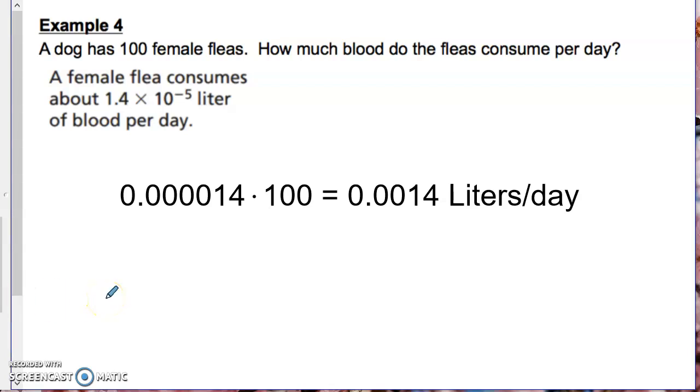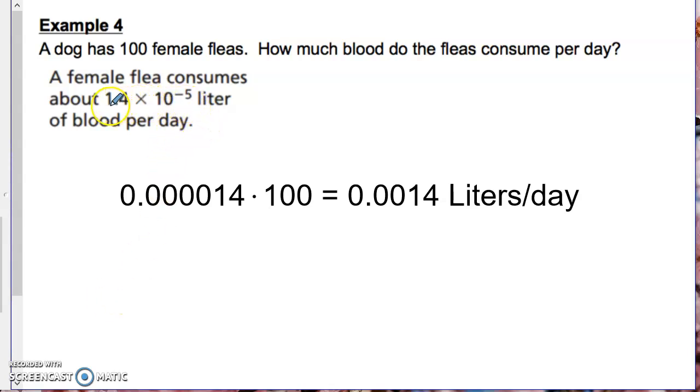Example 4, a dog has 100 female fleas. How much blood do the fleas consume per day? A female flea consumes about 1.4 times 10 to the negative 5th liter of blood per day.